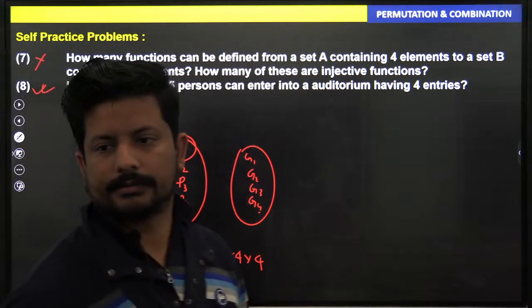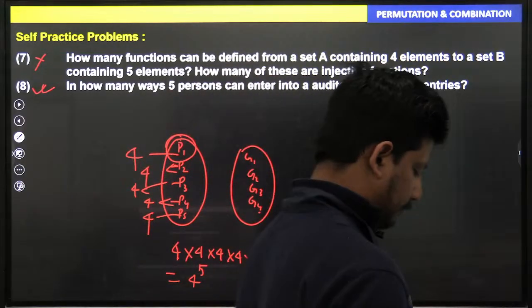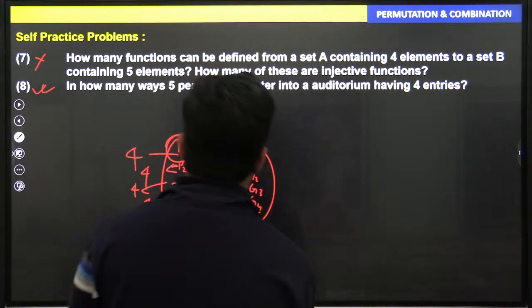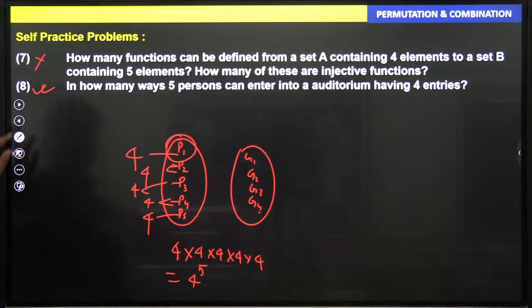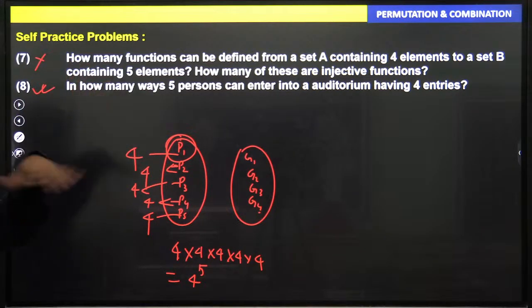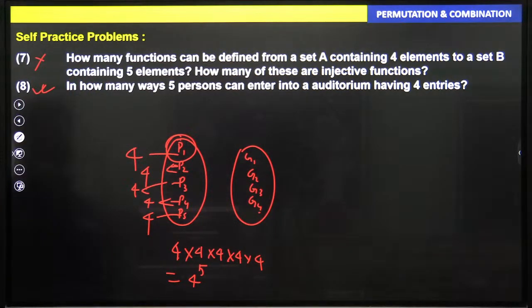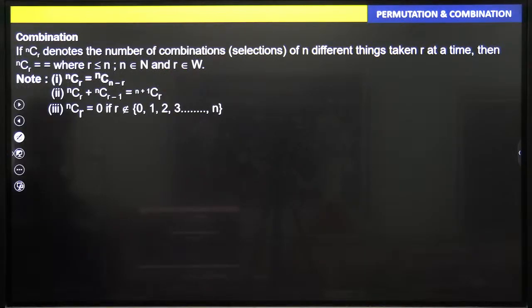Okay na students? Hope you are getting my points. Now let's move on. This is a question from function, so we can deal with it after we learn about function. So now the another thing is what?